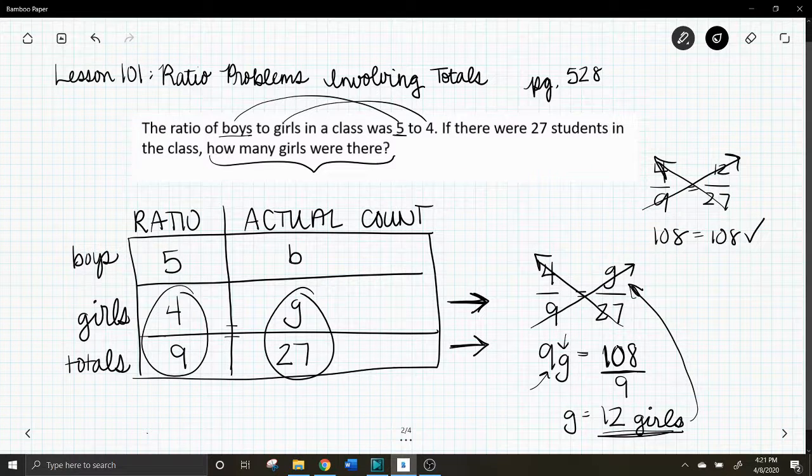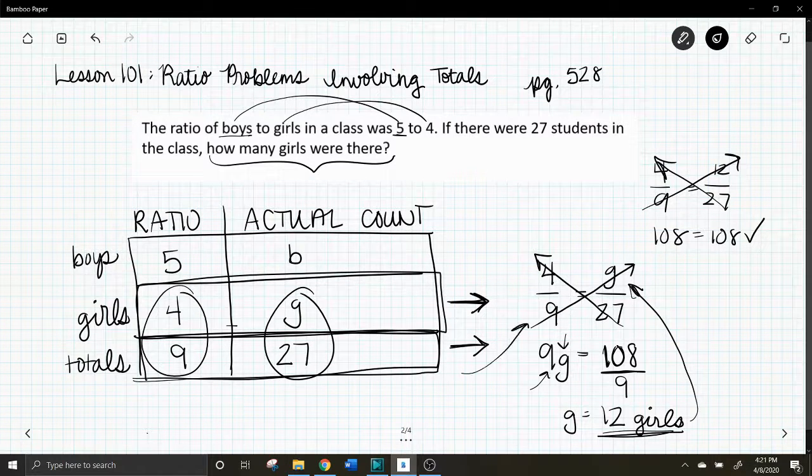Okay, so your steps are to draw your ratio box, fill it in according to what you need to know, find a row that is complete, find the row that represents the information you want to find, use those two rows to set up your proportion, and then solve.